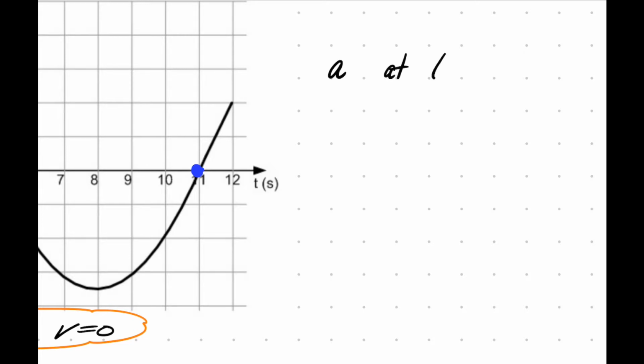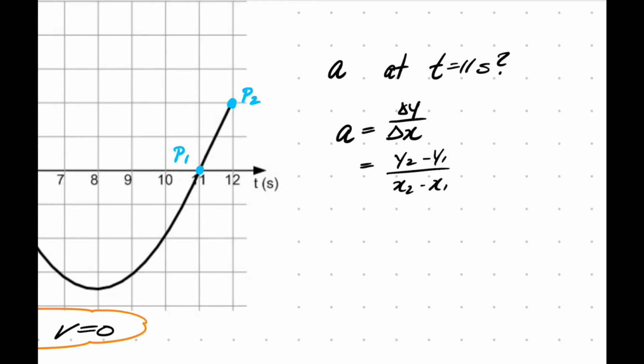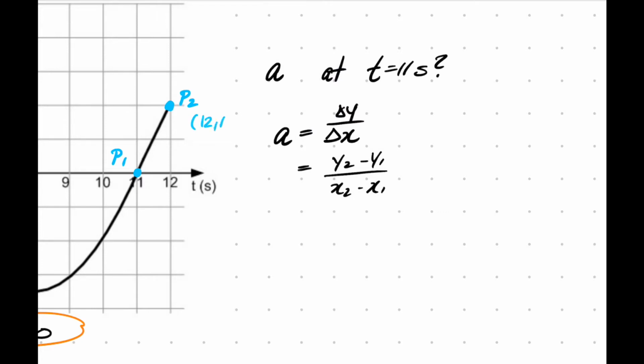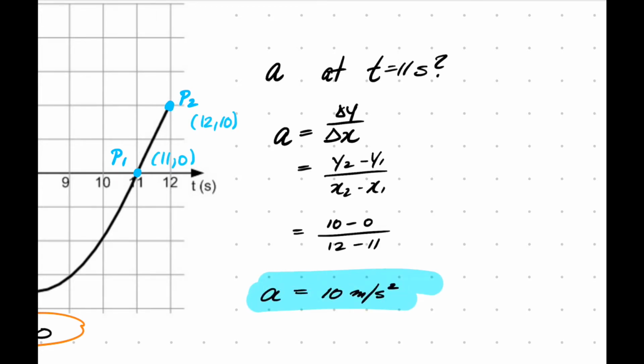For the acceleration at the 11-second mark, we can zoom into the graph and see that we have a simple straight line, or a linear function, between the 11-second and the 12-second mark. From a velocity time graph, the acceleration will be the slope of the graph. So if we can determine the slope between points 1 and 2, we have our acceleration. A simple calculation shows that a equals 10 meters per second squared. It also makes sense that we have a positive result, because clearly our velocity is increasing in that 1-second interval.